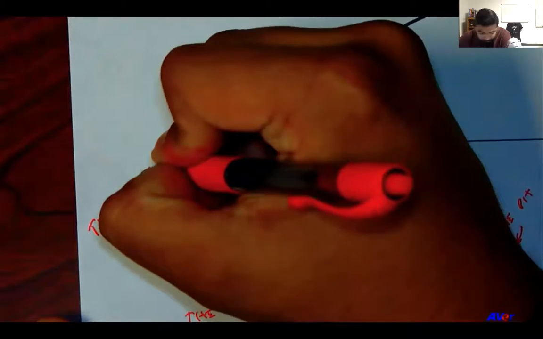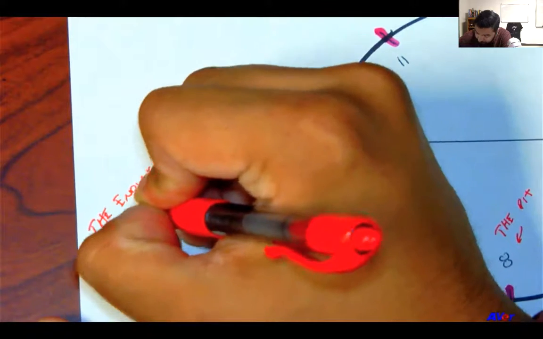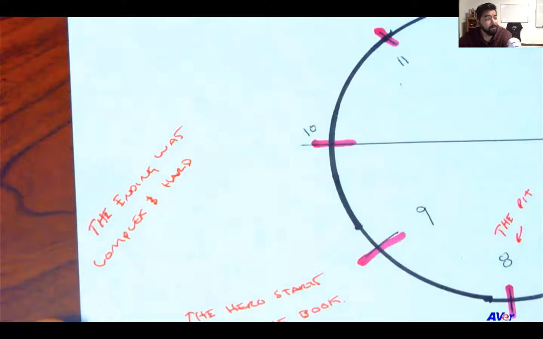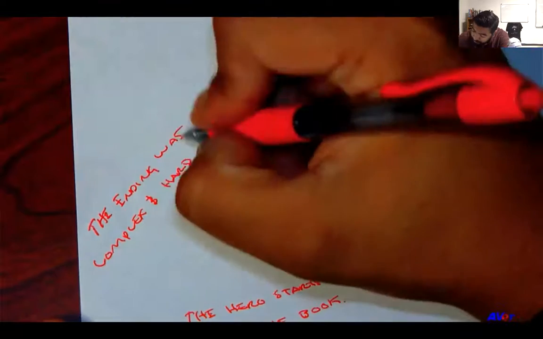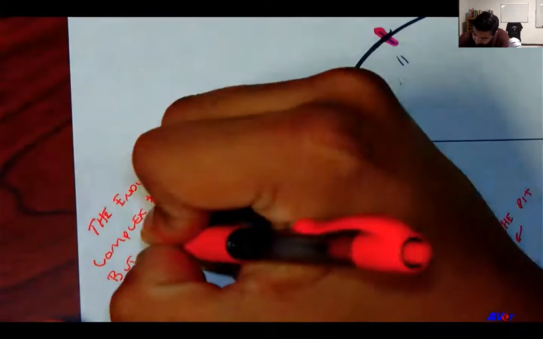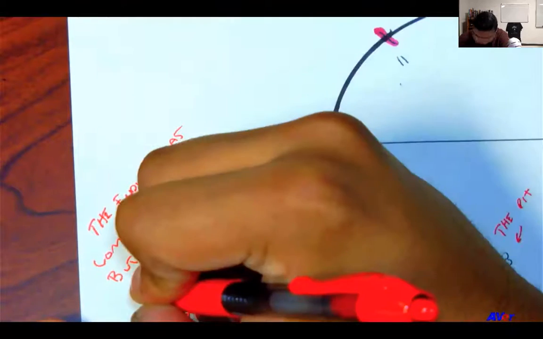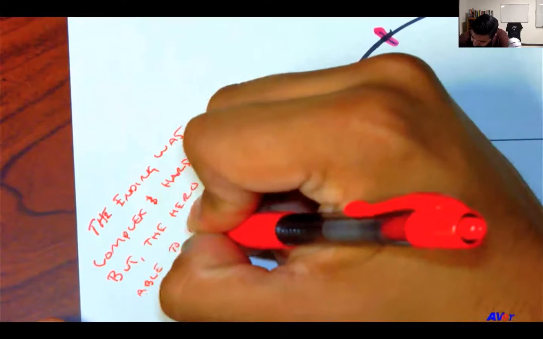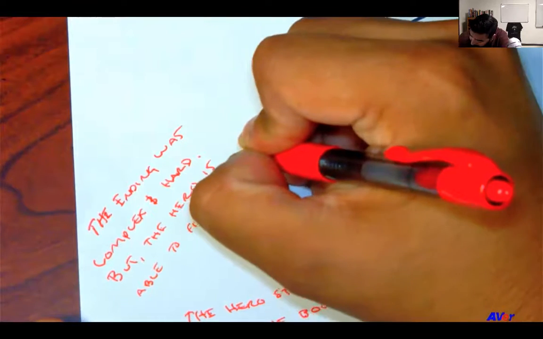So we're going to say the ending was complex and hard for the protagonist. It was difficult for me to understand, and it was another final test. And it was the end of the book too, right? But the hero is able to finally claim victory.